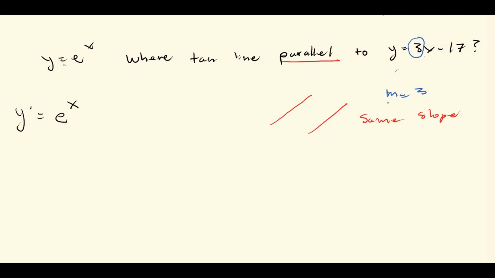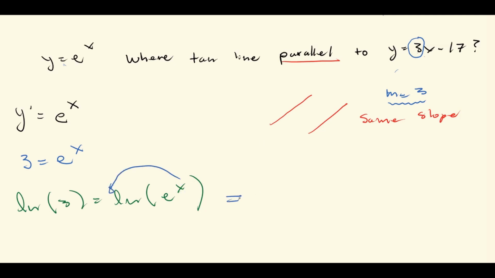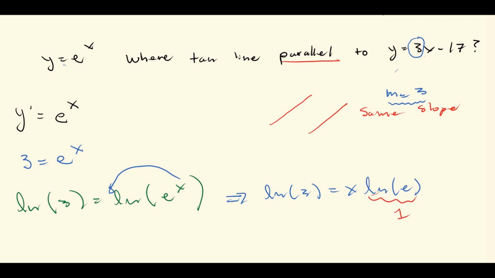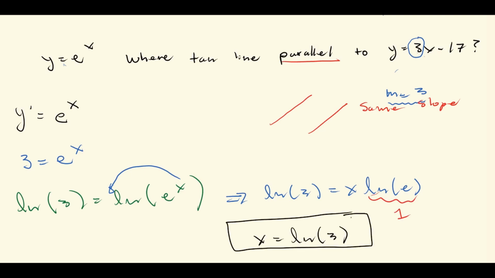And now we want to find where the slope is equal to 3. So we'll go ahead and set y prime equal to 3, giving us 3 is equal to e to the x. And now we want to isolate the x, and we can do that by taking the natural log of both sides. So we get the natural log of 3 is equal to the natural log of e to the x. And then we know that if we have a power inside a natural log, we could go ahead and bring it out in front, which will give us the natural log of 3 is equal to x times the natural log of e. And we know the natural log of e is equal to 1. So we finally get x is equal to the natural log of 3. So this tells us that when x is equal to the natural log of 3, then we have a tangent line that is parallel to this line.